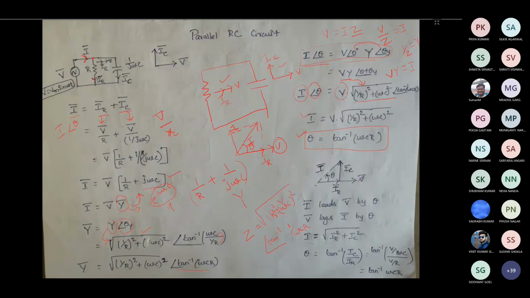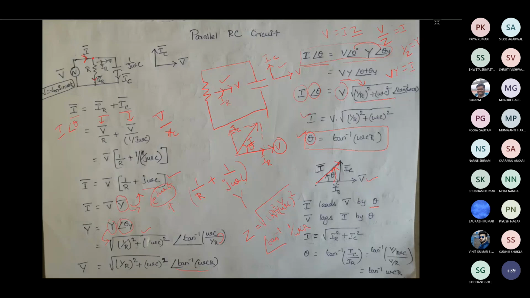Now you take voltage as the reference because voltage is common. If you are taking it as the reference, then you can see that this angle is positive, so we have to move in the anti-clockwise direction. When you move in the anti-clockwise direction, the I phasor is in this position. So here you can say that I is leading the voltage by a certain angle theta, or you can also say that V is lagging the current by the angle theta.